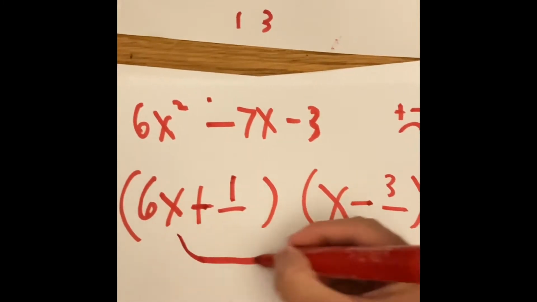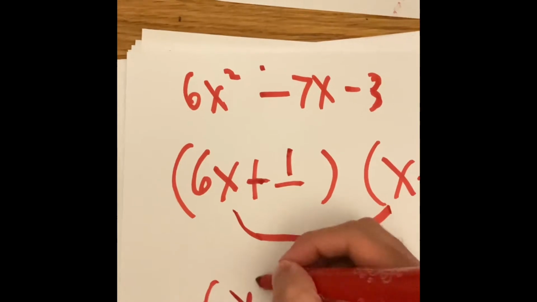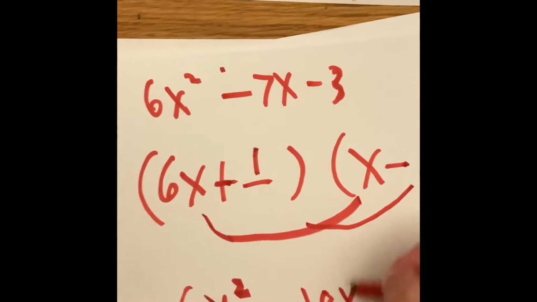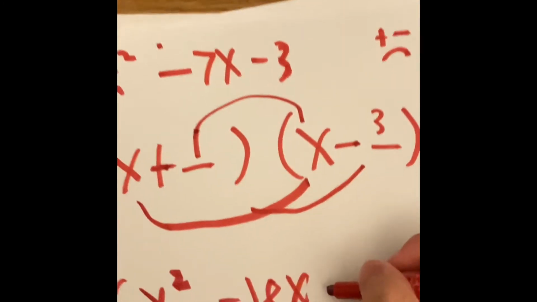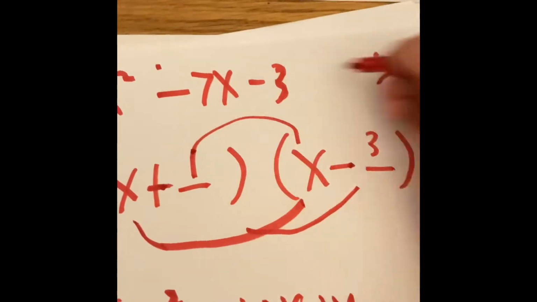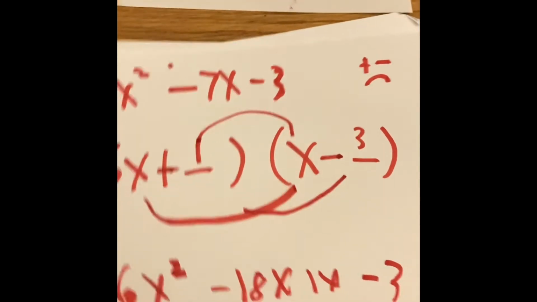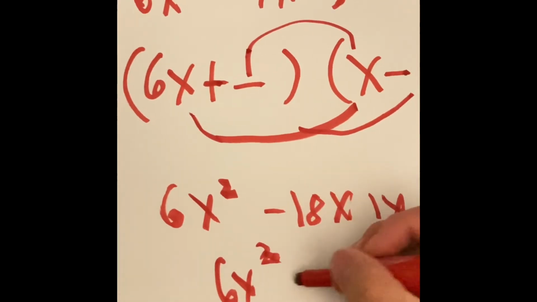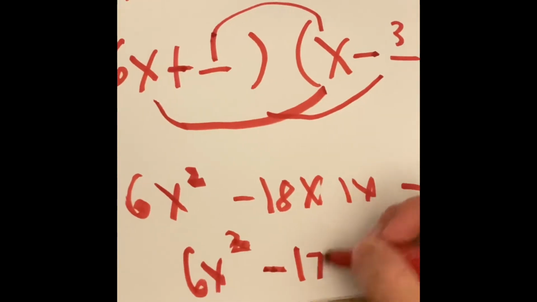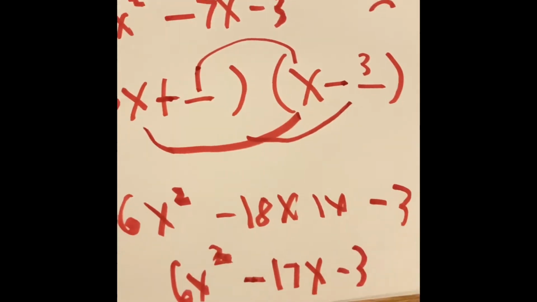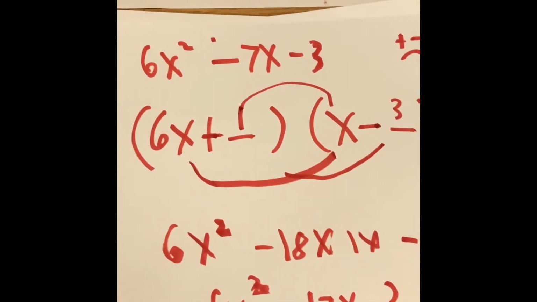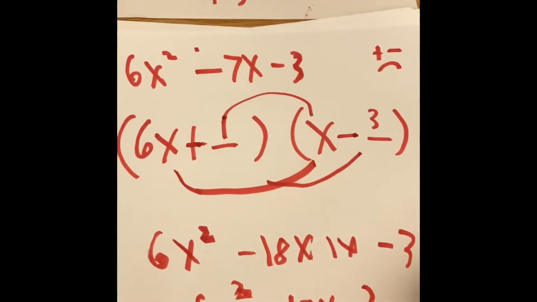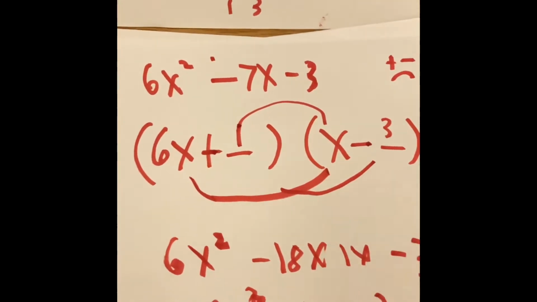6x multiplied by x is 6x squared. 6x multiplied by -3 is -18x. 1 times x is 1x. And 1 times -3 is -3. So we have 6x squared minus 17x minus 3. We do have this one solved, but it's not the same exact expression that we're looking for. So this is going to fail. Let's try that again.